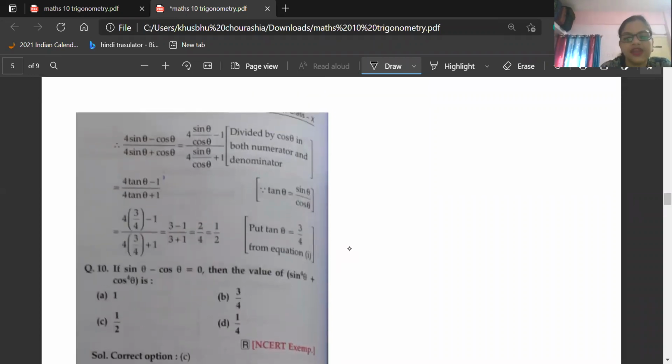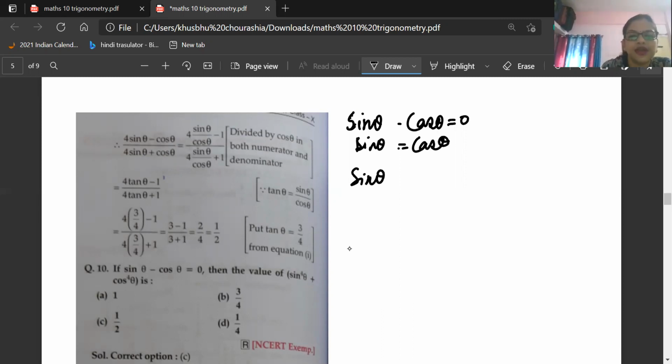Because without solving, we can say this sin theta minus cos theta equal to 0. So shift this one to that side. It will become sin theta equal to cos theta. Now shift this one down. Sin theta by cos theta equal to 1. So that is tan theta equal to 1. Shall we do it like this? Tan theta is coming as equal to 1.